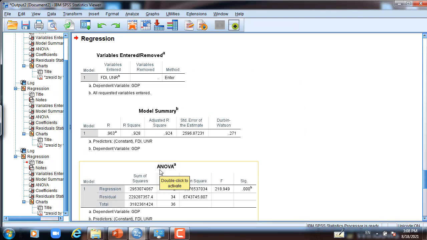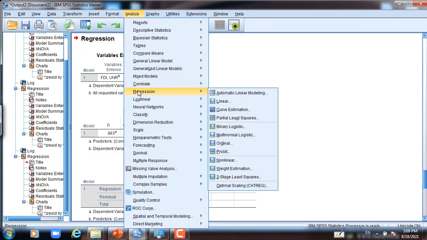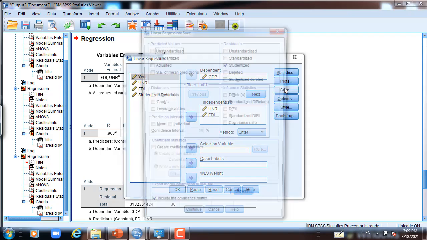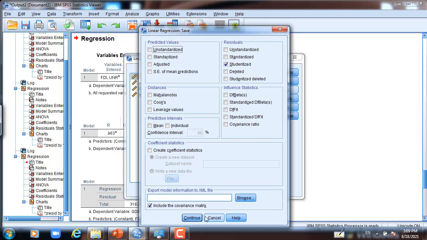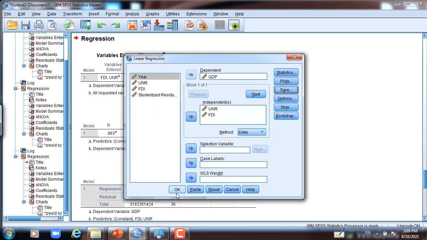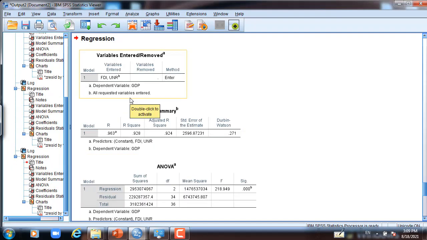So here what we have: the dependent variable, as you can see, is GDP, and the independent variables are foreign direct investment and unemployment rate. From this we can plot, and we shall check whether we have heteroscedasticity or not. As we mentioned, we check Save and select Studentized residuals as mentioned earlier, and then press OK. And this is the outcome.